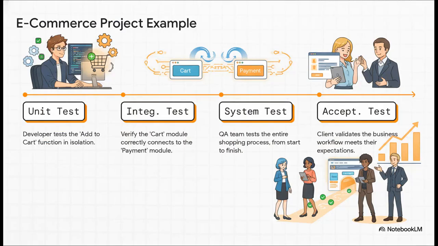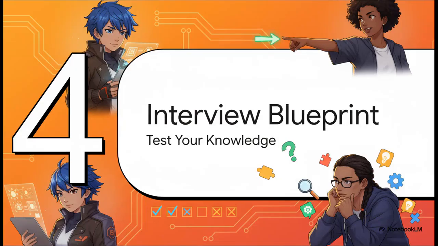Let's make this super concrete with a real-world example. Say, an e-commerce website. First, a developer writes the add to cart function and unit tests it. That's our brick. Then, during integration testing, they check if the cart wall correctly connects to the payment wall. Next, the QA team steps in for system testing, going through the entire shopping journey from logging in to adding items to checking out. And finally, the client does acceptance testing to confirm the whole process works for their business. See how it flows?